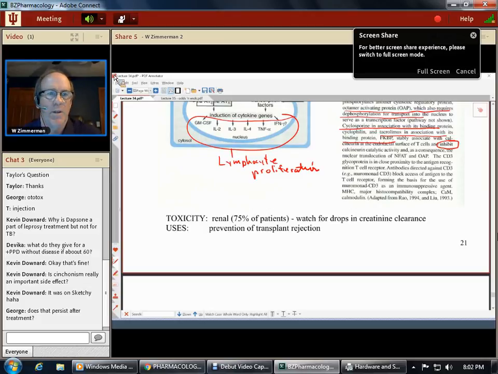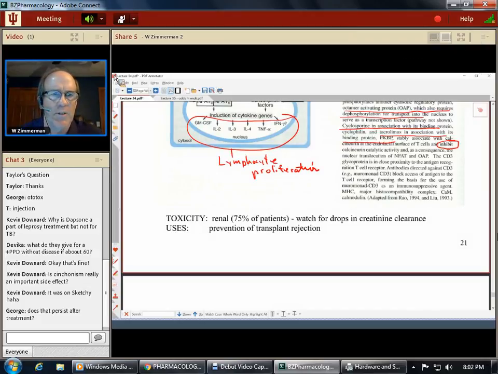This up and finishing it. Kevin, why were you asking, why is dapsone a part of leprosy treatment, but not TB? The more I thought about that, it's like, why would you use dapsone for TB?